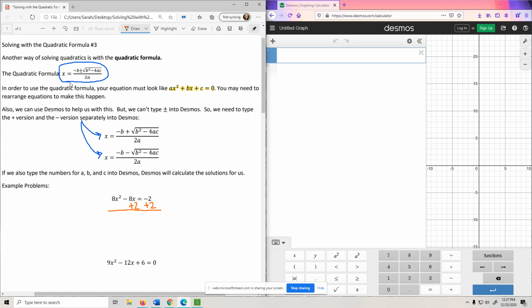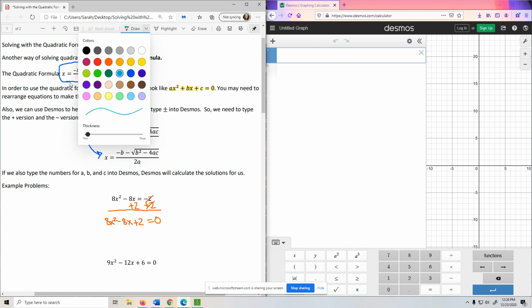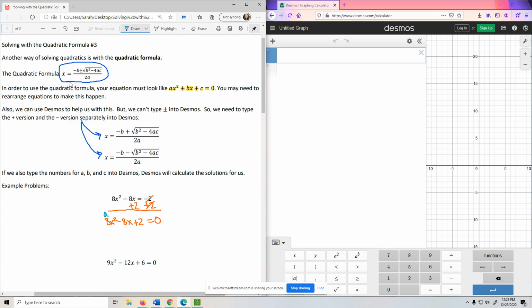So I only have one x squared term, so it's 8x squared. I only have one x term, minus 8x. I only have one number term, plus 2. And everything canceled out of the other side, so it equals 0. From here, now that things are in the right order, we can label a, b, and c. A is positive 8, b is negative 8, and c is 2. And we can start putting things in Desmos.